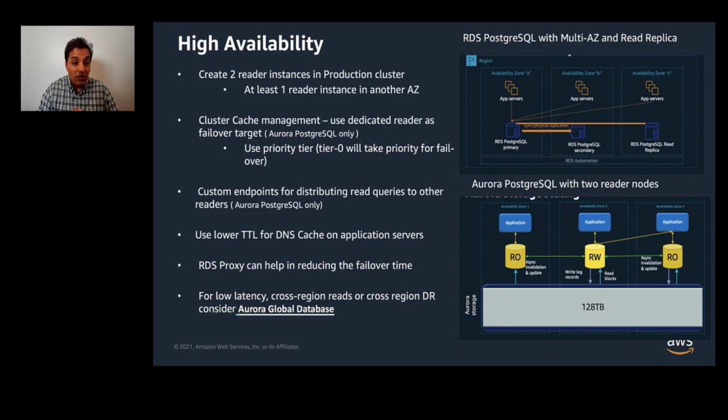Another thing you can consider is cluster cache management. So when the failover happens, the data in your promoted node will be in sync with your writer node. The other couple of recommendations would be to lower the TTL of the DNS cache on the application server. And if you use RDS Proxy, you can see a significant reduction in the failover time, as we discussed in the last slide. And if you have a requirement for a global cross-region read replica, then I recommend checking out Amazon Aurora Global Database.